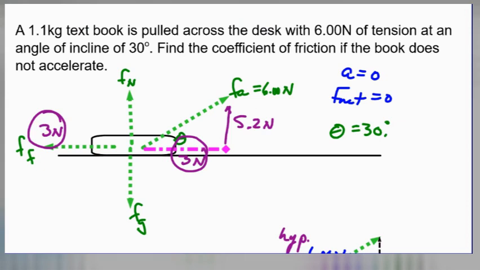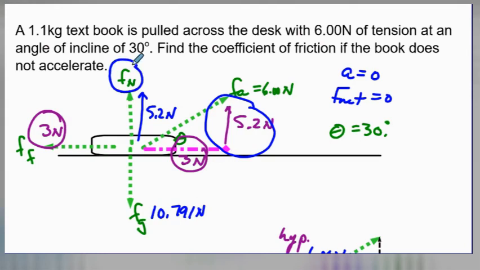The really interesting piece of this is this force. It's an upward force. I could put it over here if I'd like. This is 5.2 newtons. We can figure out the force of gravity by taking our 1.1 kilogram book and multiplying that by 9.81, the acceleration due to gravity. We have a force of gravity here of 10.791 newtons. This does not equal Fn.